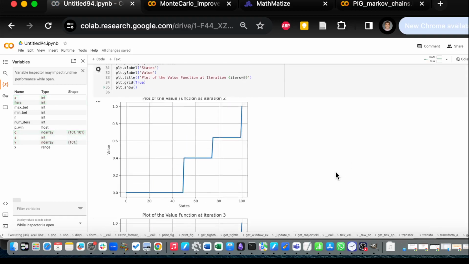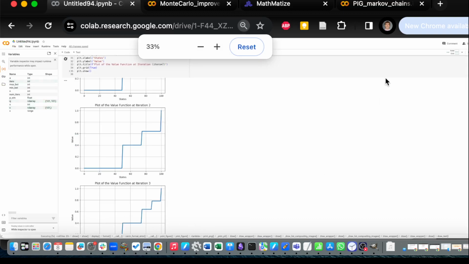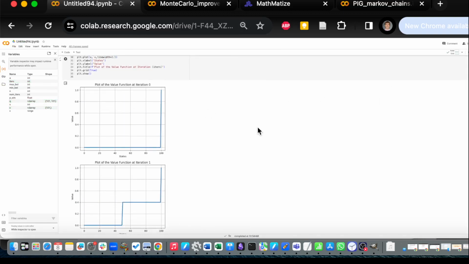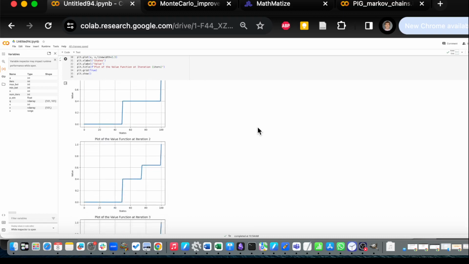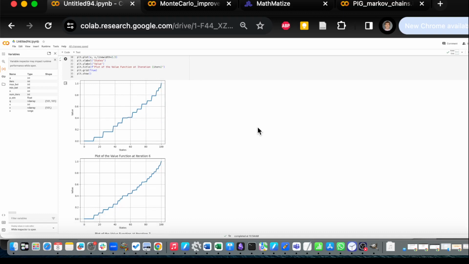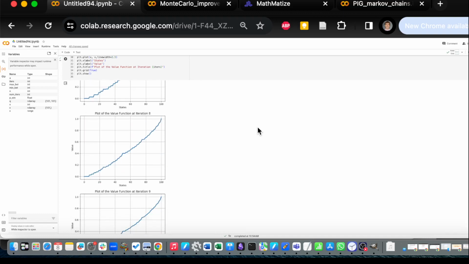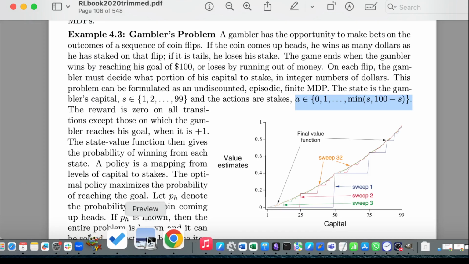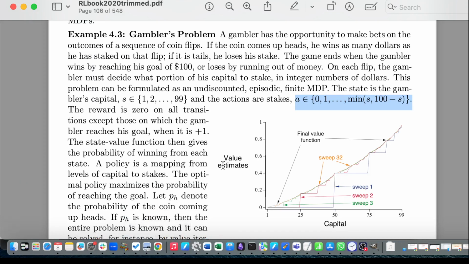Okay, so, can I zoom out? All right, so here we go. Iteration 0, iteration 1, iteration 2, and so on. And they're starting to look more and more like the answer. We get this kind of thing. Let's compare it to the textbook answer. Looking pretty good. So it looks like our code is more or less working.